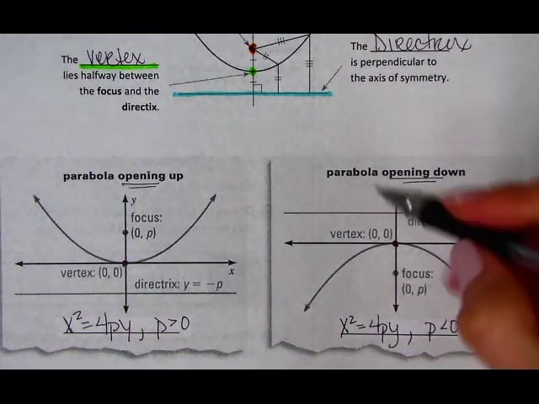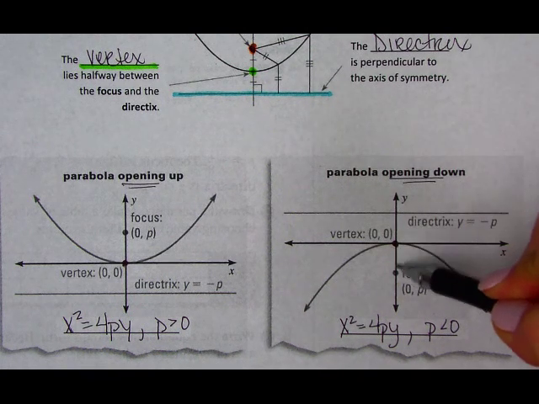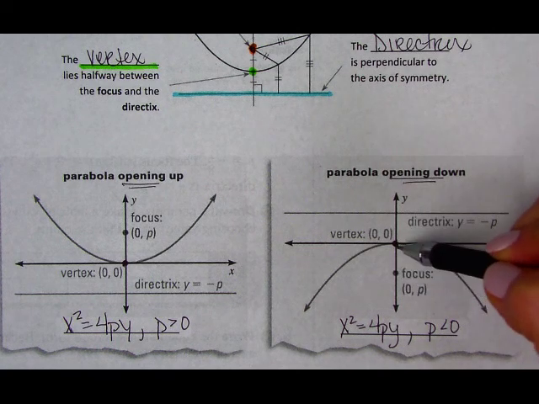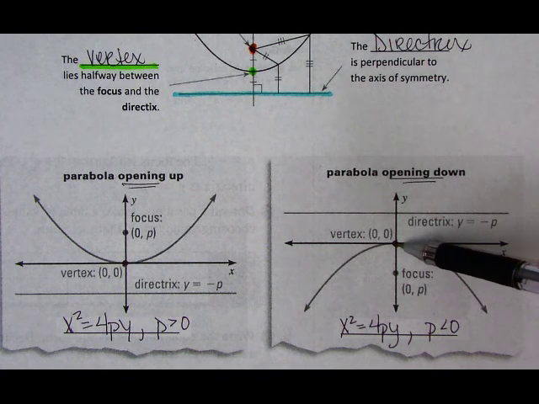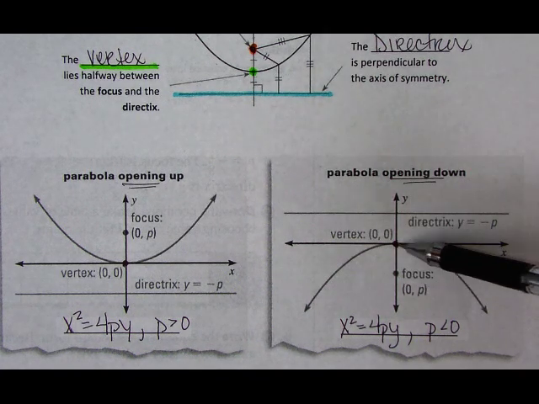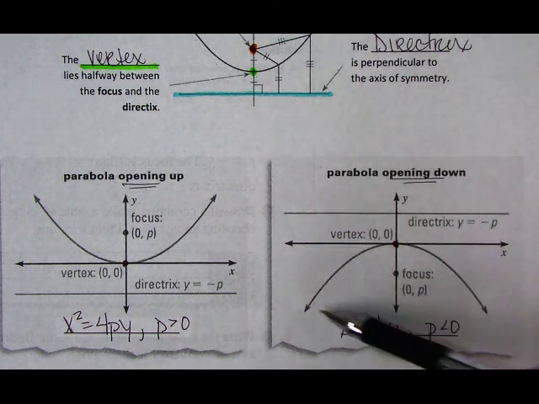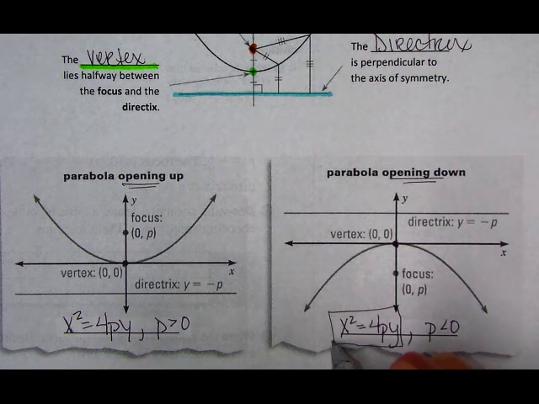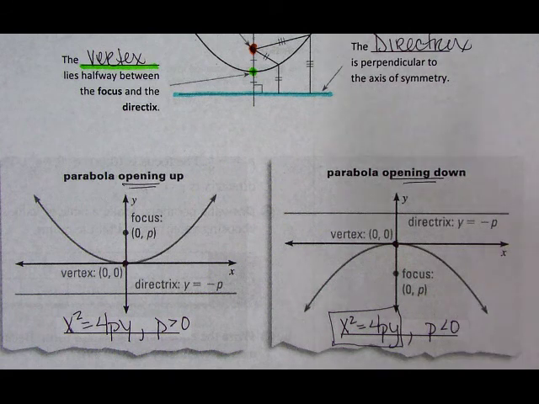And p is the distance from your vertex to your directrix, or your vertex to your focus. Because remember, the distance between these two is going to be equidistant. So your vertex to your directrix is the same distance as it is from your vertex to the focus, because it's right in the middle when your vertex is at 0, 0. So if your parabola is opening downward, it's going to be expressed by this equation with your vertex at the origin, with your p-value, your distance, being less than 0 because your parabola is pointing downward.